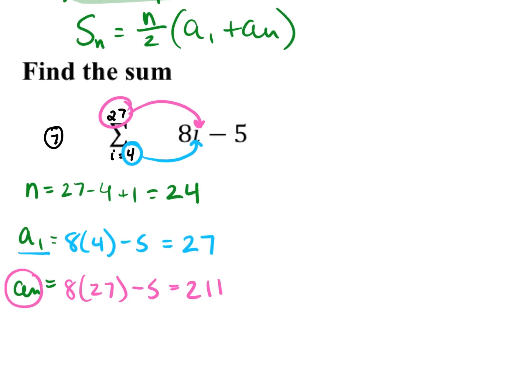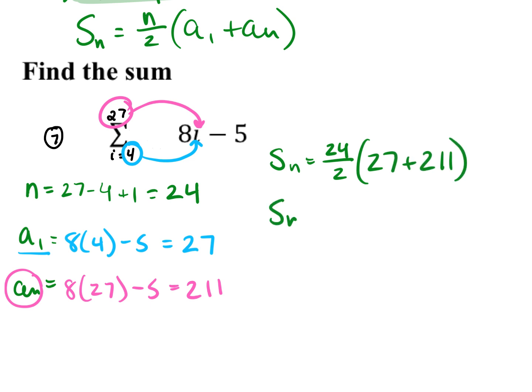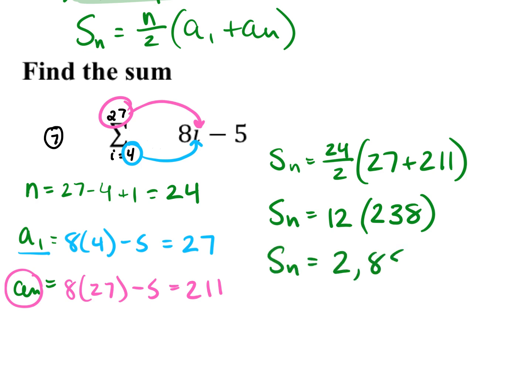So now we're going to plug it all into our formula. So our sum is n over 2, so that'd be 24 over 2 times 27 plus 211. So S sub n is equal to 24 divided by 2 would be 12. And 27 plus 211 would be 238. So 238 times 12. So our sum is 2,856.